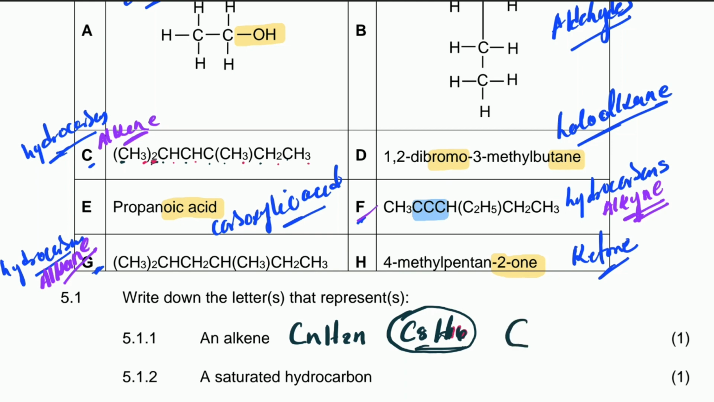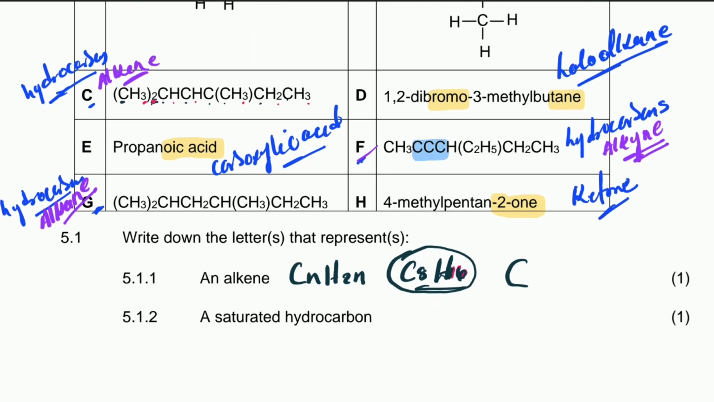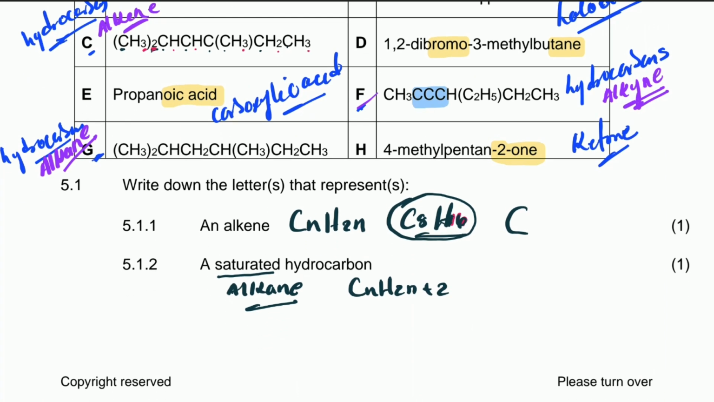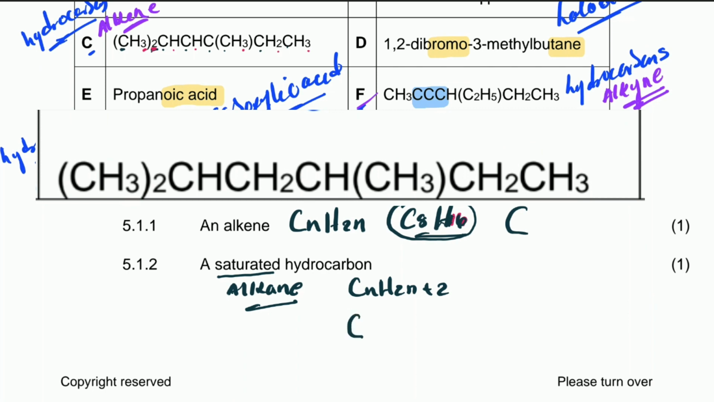Now question 5.1.2, a saturated hydrocarbon. The saturated hydrocarbon is going to be an alkane. Alkane is the saturated hydrocarbon. And once more, we said it is going to be G, but we are going to make sure. The general formula for alkanes is CnH2n+2. So we are going to make sure it follows the trend, okay? So how many carbons are we going to have? Let's count quickly.